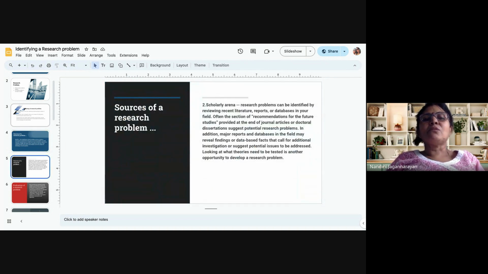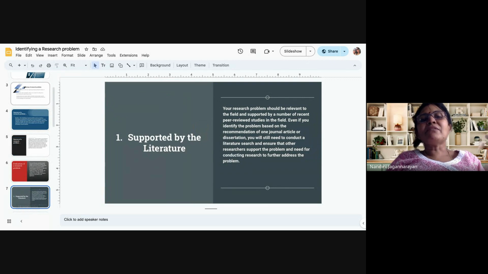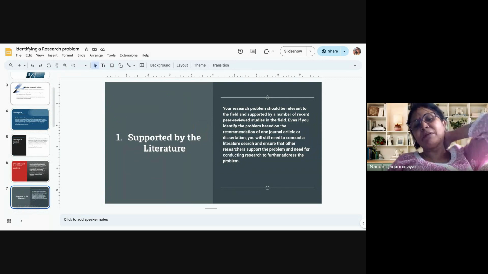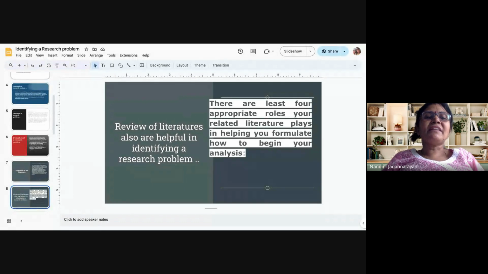Then we said there are other scholarly arenas also. And when I said I'm going to choose this as a research problem, how will you evaluate whether this is actually a research problem or not? Any research problem should be supported by literature. Literature means someone would have done it before, or no one has done it. So that should be researched first. And we also said review of literature is very helpful in identifying research problems. So in today's class we are going to see what is review of literature.